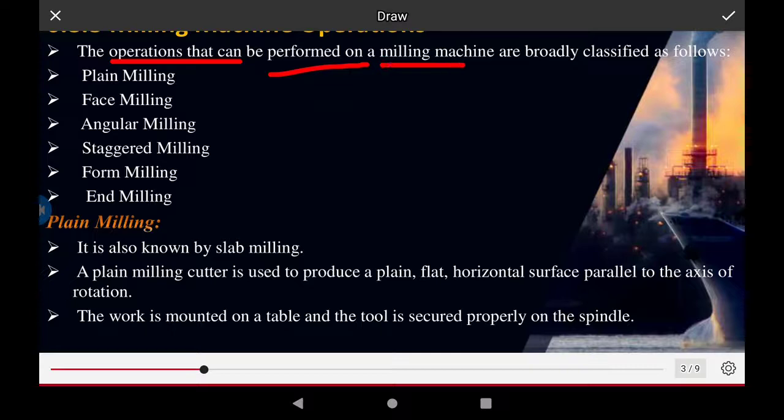Milling machines are broadly classified as follows: the plain milling machine, face milling machine, angular milling machine, straddle milling machine, form milling machine, and end milling machine. These will be presented one by one in this video.